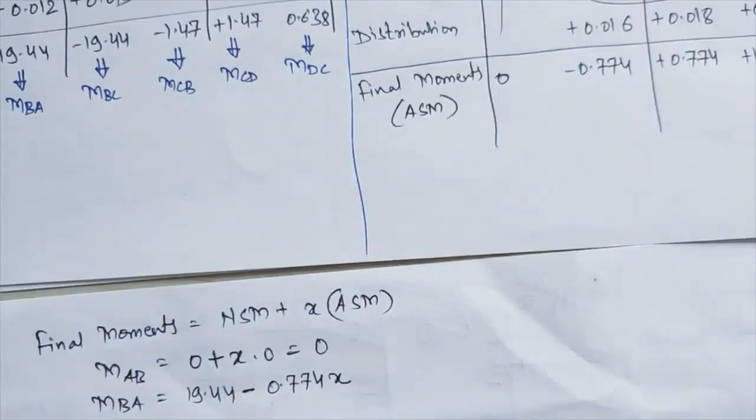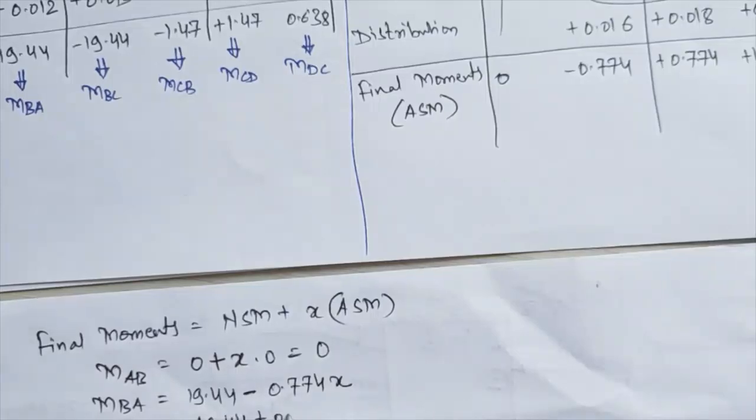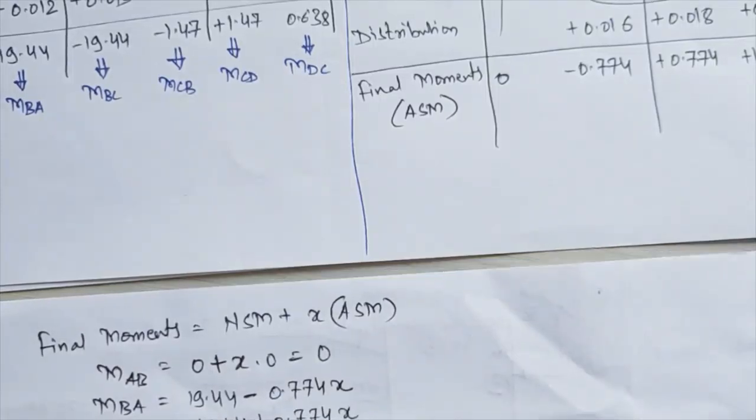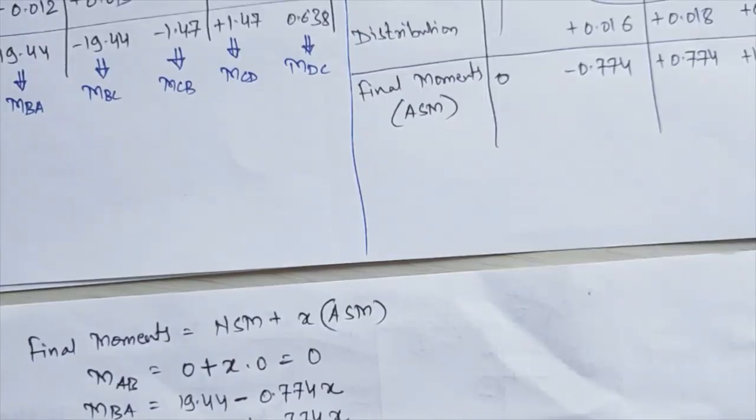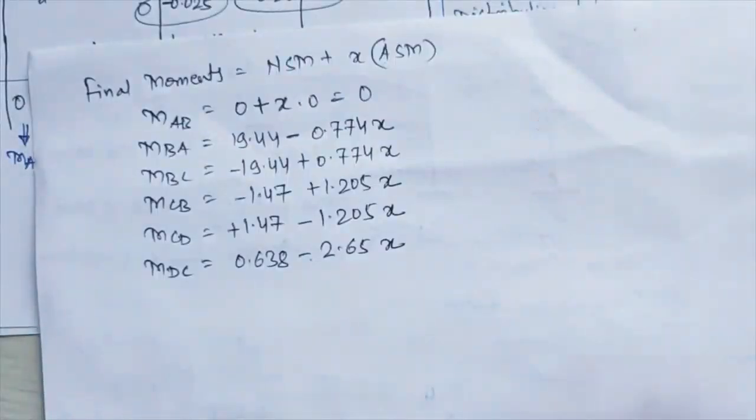Okay. After that again this BC I am getting as minus 19.44 plus 0.774 of x from assumed sway moments over there. Then next is your minus 1.47 plus 1.205 times of x. Next I am getting as plus 1.47 minus 1.205 times of x, and last is that I am getting 0.638 minus 2.65 times of x over there. So these 5 relations I am getting here.